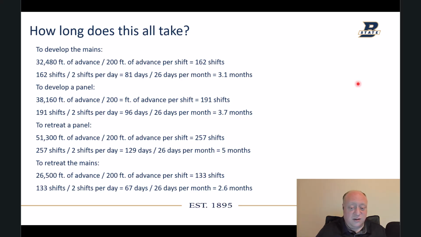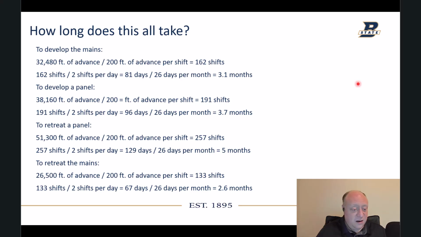You obviously wouldn't do that all at once. You would mine up, and then you would turn your first right panel as soon as you possibly can. That way you're producing as much as possible as soon as you can. But that's how long it takes to do the whole thing. To develop a panel, 38,160 feet of advance, we divide by the same 200. We get 191 shifts, which is equivalent to 96 days or 3.7 months.